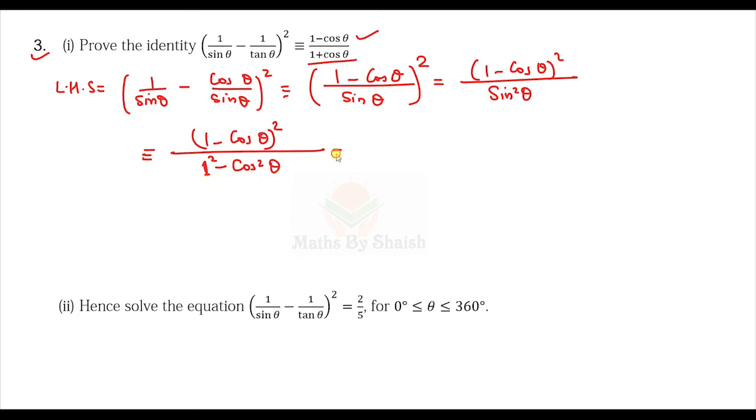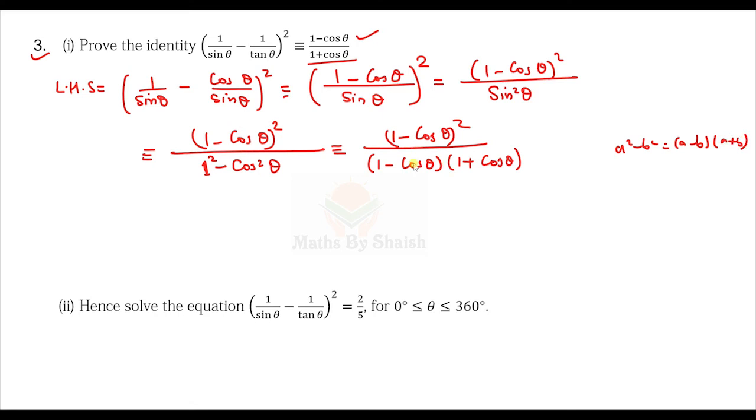So this would be (1 minus cos theta) whole square upon, in one bracket 1 minus cos theta, and in another bracket 1 plus cos theta. I have used the identity a square minus b square as (a minus b)(a plus b). So we can see this is going to be cancelled, one power only, not all. One power will be cancelled, and we'll be left with the thing which we wanted to prove, that is 1 minus cos theta upon 1 plus cos theta. That is the right hand side, hence proved.